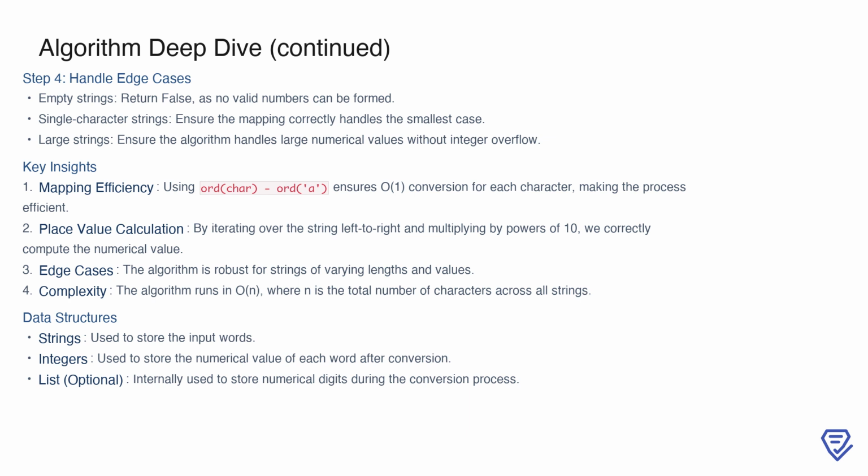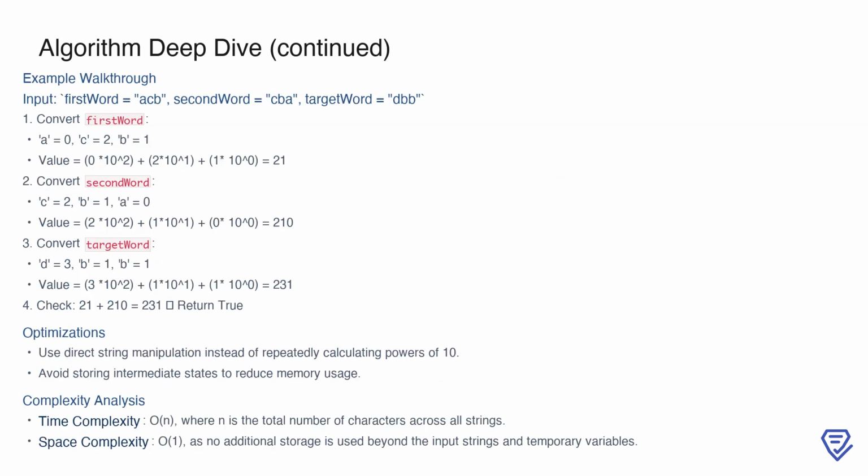The algorithm is robust for strings of varying lengths and values, and its time complexity is O(n), where n is the total number of characters across all strings. Space complexity is minimal, as we use only a few temporary variables and no additional data structures beyond the inputs themselves. Now, let's walk through a concrete example to reinforce the process.